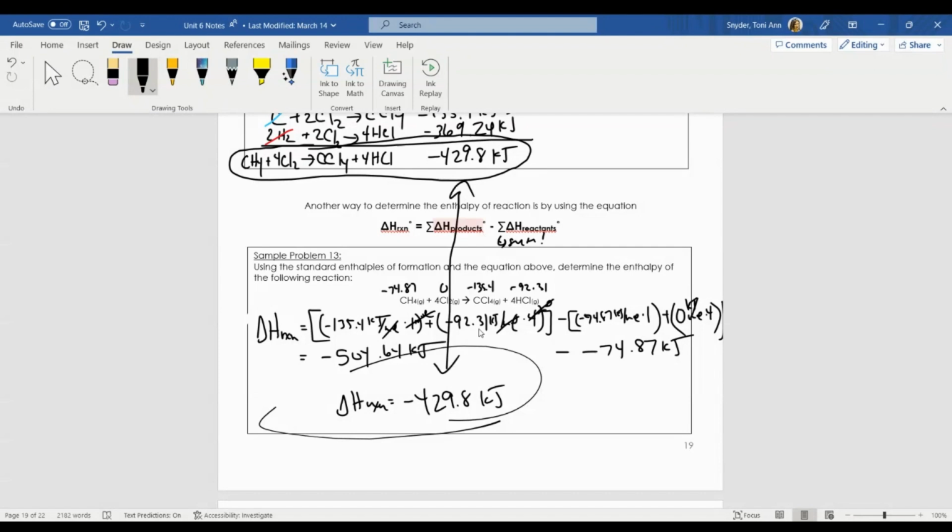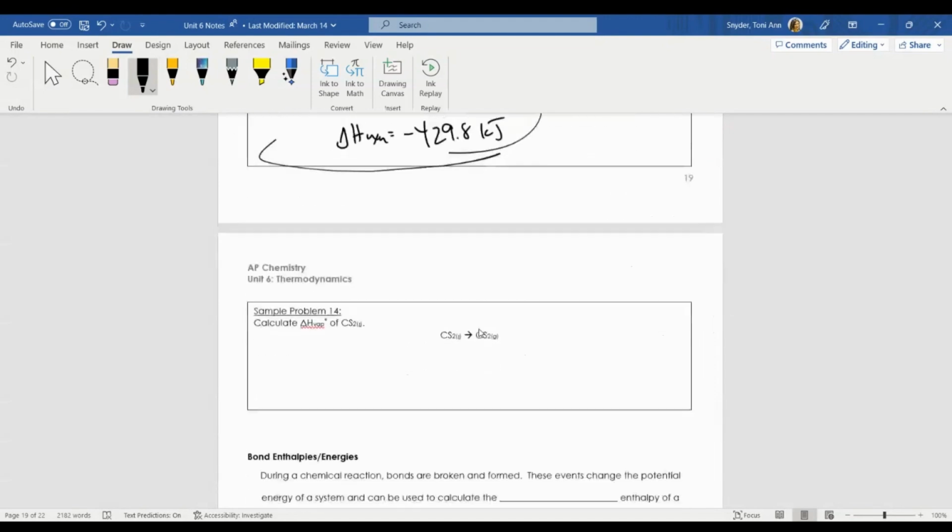Like I said, College Board much prefers the second one because they will always give you the heats of formation. So they'll just give you a list and you'll have to solve for it that way. It's actually quite simple. So we'll do a bunch of these in class, but I don't think you'll have any trouble with these at all, as long as you know it's the sum of the products minus the sum of the reactants. Let's try one more in this case.